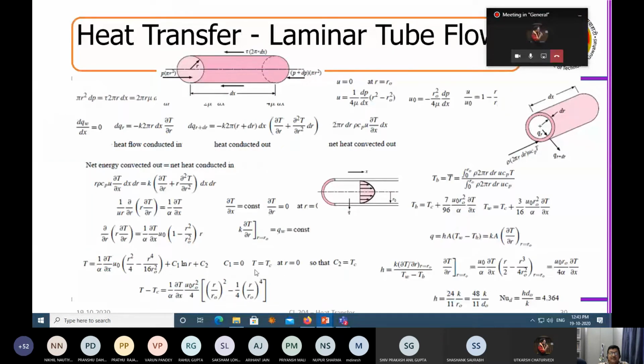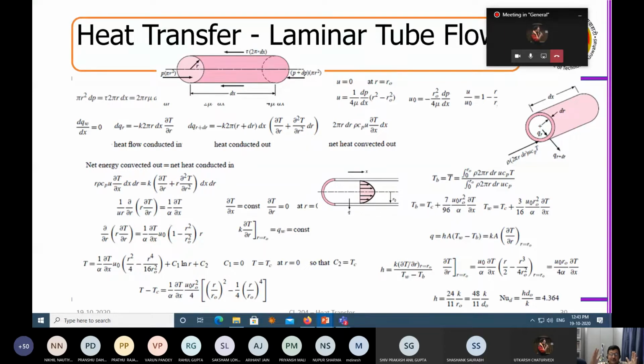Now, once you know the temperature, you know everything. You know at which location what temperature is there. You know the dT by dr. You already know Tw and Tb, so you know the h. You know the Q. So everything associated with the heat transfer is known once you know the temperature. It's a very simple way of showing that.